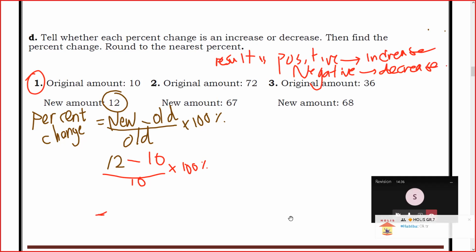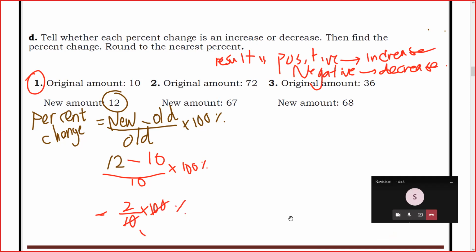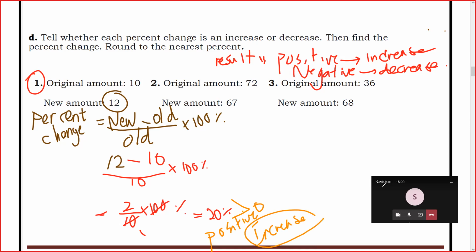So here now, 12 minus 10, 2 over 10. Sorry, 2 over 10 times 100%. So it will be 20%. So the value here is positive. It's greater than 0. And it's positive. So means it will be increased. Bravo. Is it clear? Yes.